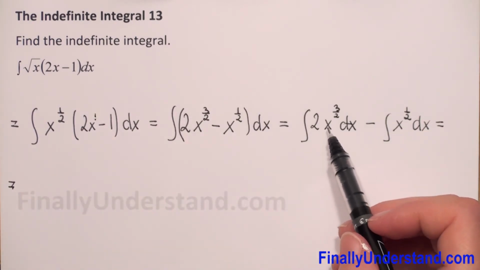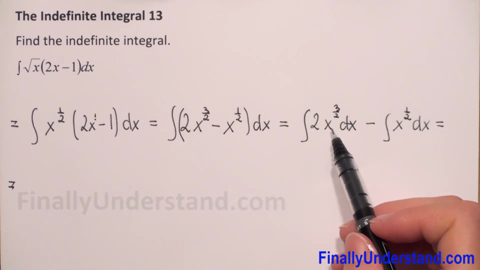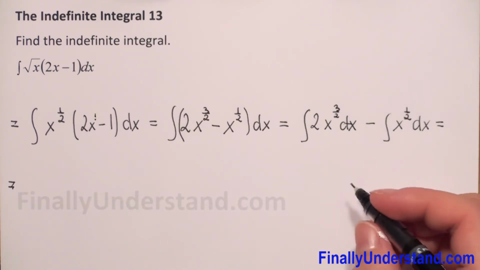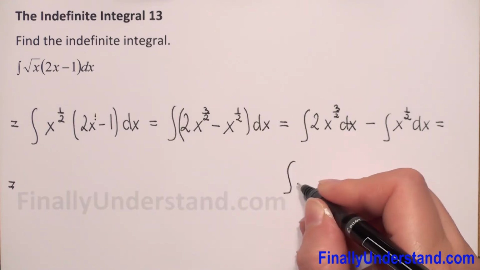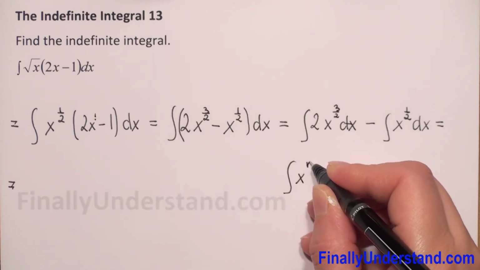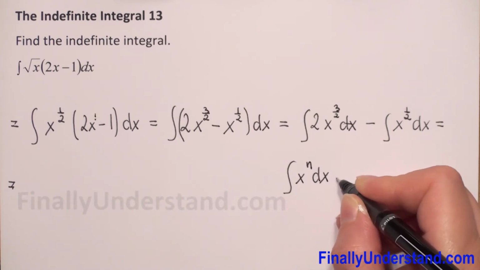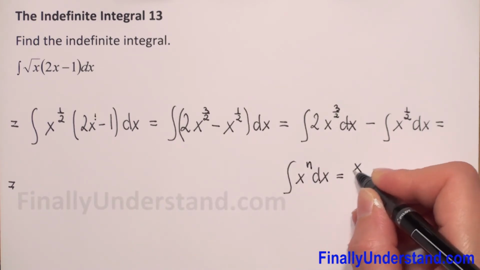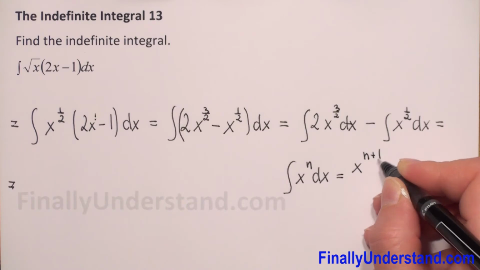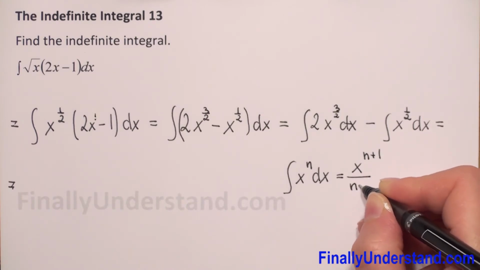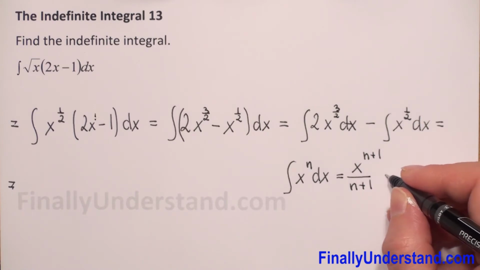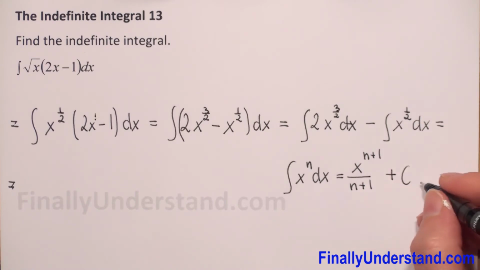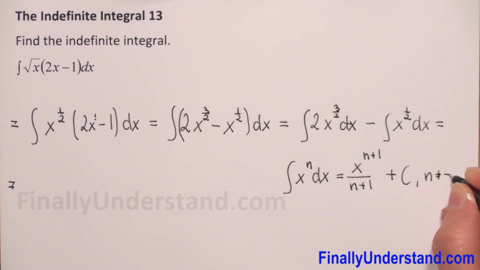Now we can use integral of power function. Let me remind you this formula: when we have integral of x to power n with respect to x, this is equal x to power n plus 1 over n plus 1. And because we have indefinite integral, we have to add constant c. This formula is when n is different than -1.